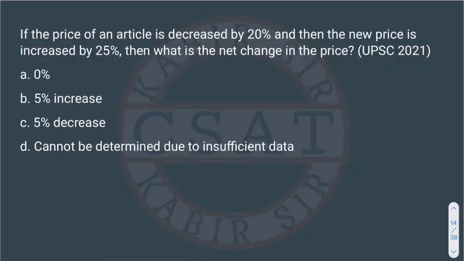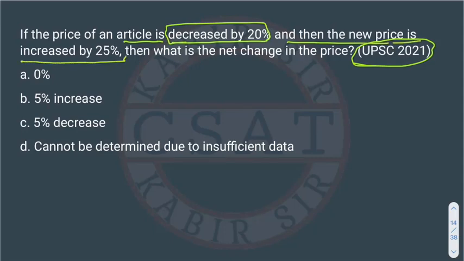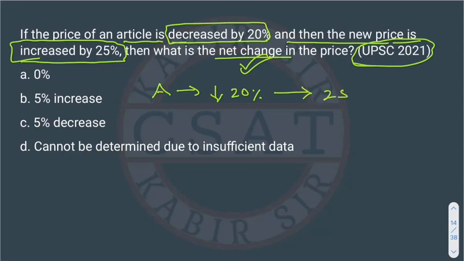This is a question of percentage asked in UPSC 2021. So what's the question? If the price of an article is decreased by 20% and then the new price is increased by 25%, then what is the net change? So the question is, suppose there is an item, there are apples, right? So initially its price got decreased by 20%, and later the price of apple increased by 25%. So what is the final price, right?